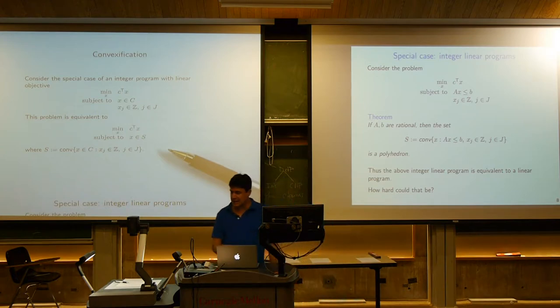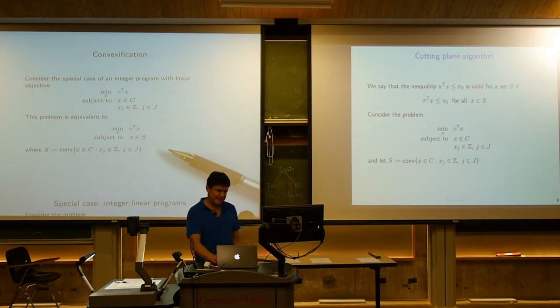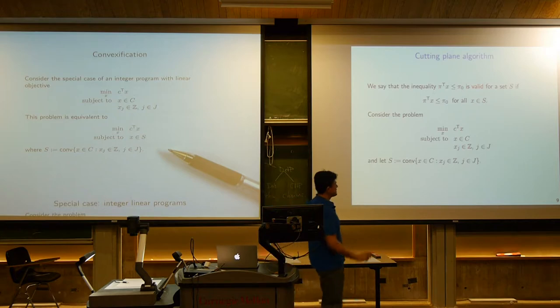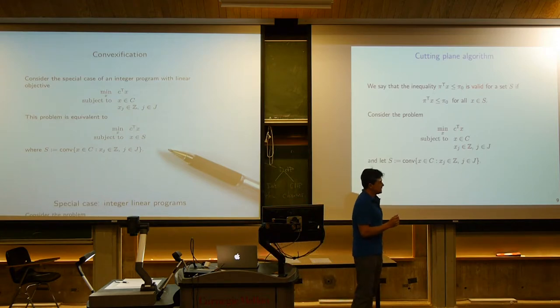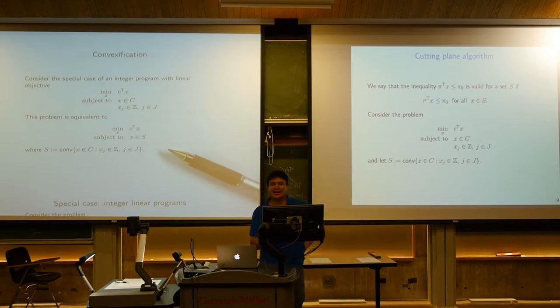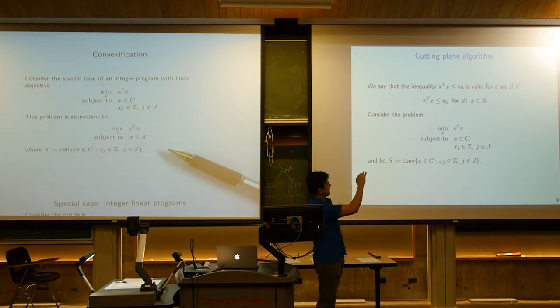So the idea of cutting planes is that we, in some way, rely on this kind of result, on this theorem, but we don't attempt to describe S entirely. Instead, we describe S as we need it. Here is a key idea for cutting plane methods, a little piece of terminology. We say that a linear inequality is valid for a convex set if essentially the corresponding half space contains that convex set. It's kind of what you would guess a valid inequality is.